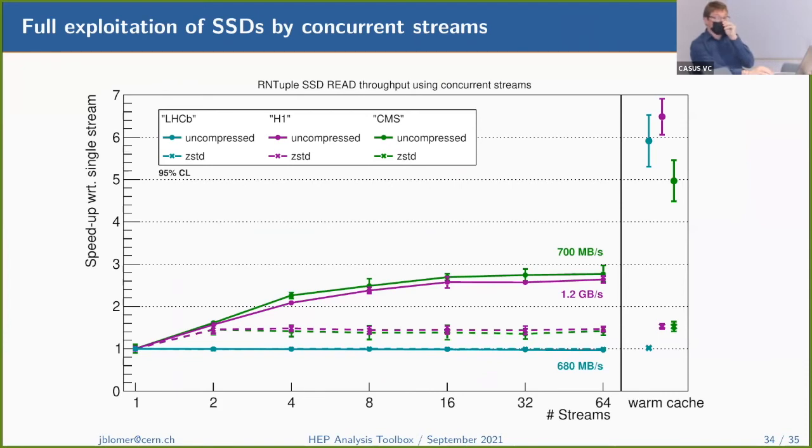And also, what we could confirm is that end-to-end performance we actually gain by reading in parallel from an SSD. This is not a surprise because the SSD is inherently a parallel device. It's just, on the software engineering side, a little bit cumbersome to write the parallel I/O code.